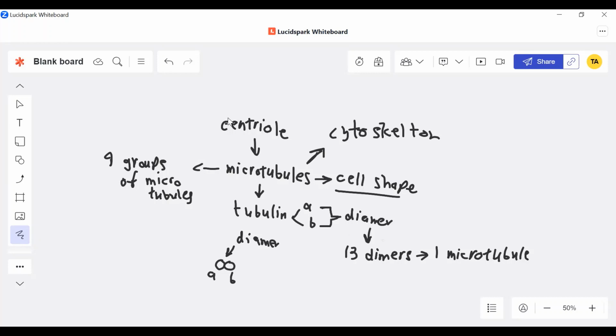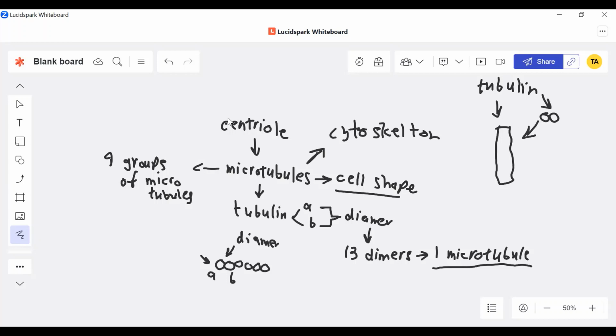So 13 of these dimers, when this is one dimer, this is another dimer, this is the third dimer, when all of these come together, they make what we call one microtubule. So basically, let's say this is a microtubule. It is made up of tubulin, and tubulin is made up of dimers. So this is one dimer, and when 13 of these dimers combine together, they make this microtubule.